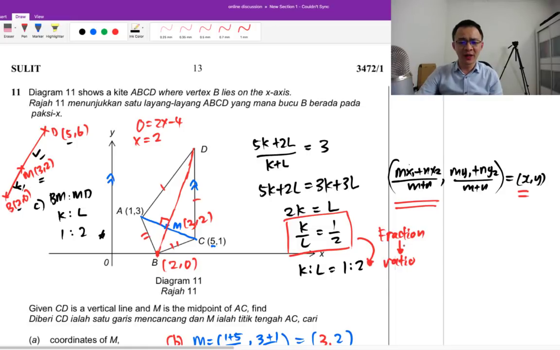Can I use the formula on vector? I am not sure whether you can use it on vectors or not, but you can try and see whether you will get the same answer or not.